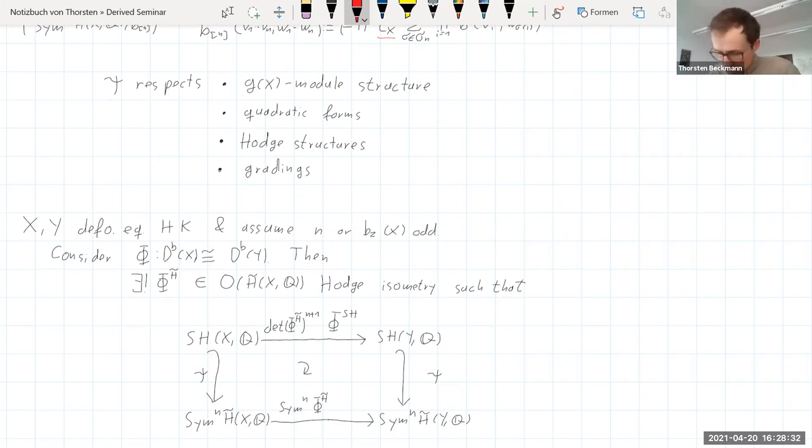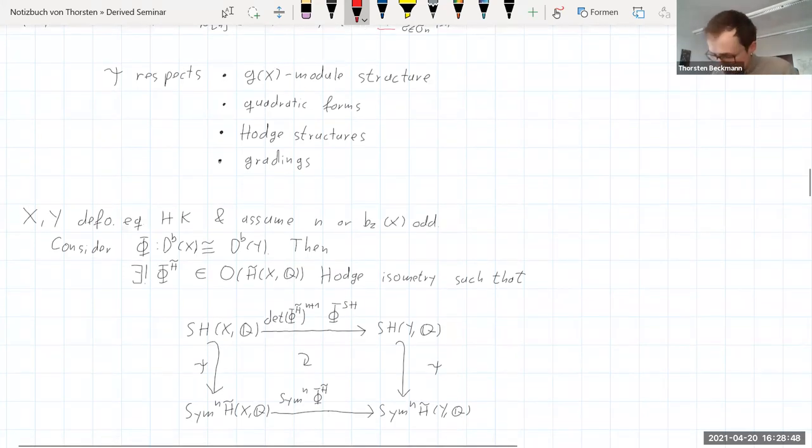So we consider the following case again. We have a derived equivalence between two hyperkähler varieties. And then the following holds. There exists a unique Hodge isometry of the extended Mukai lattice such that the following diagram commutes. So maybe at first ignore this determinant here. What I said before, the corollary of Tellman, what does it say? It says that derived equivalence induces naturally a Hodge isometry of the Verbitsky component. That was this phi SH.